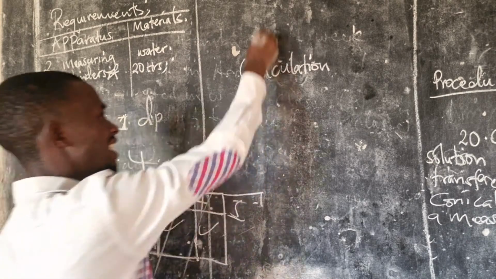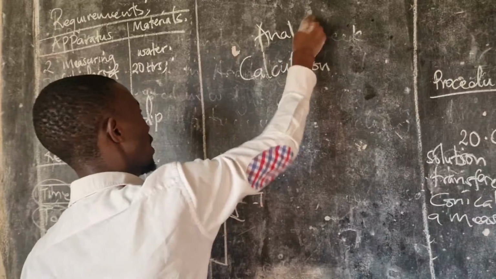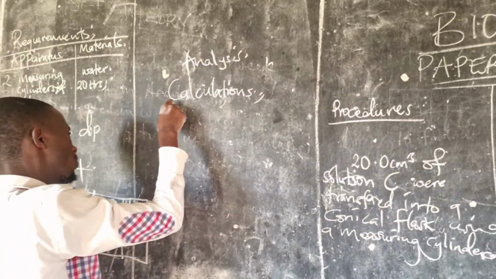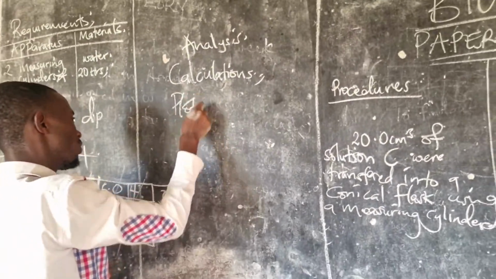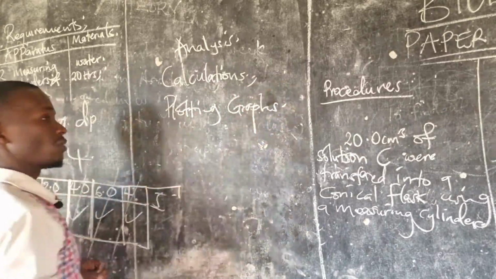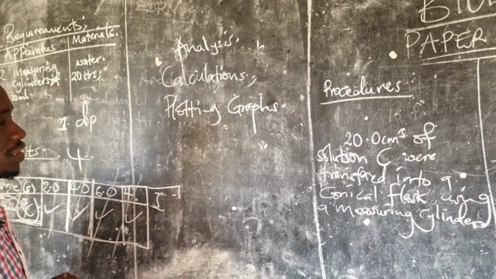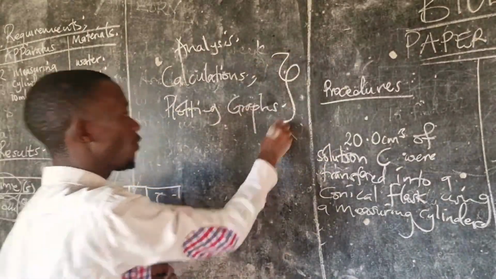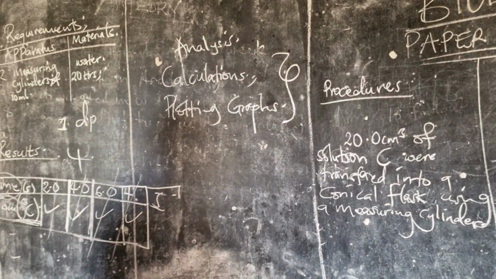So the analysis of these results may be calculations, and may also involve plotting graphs. I think these are the 2 major ones. And if you don't mind, allow me to start from there in the next session as we are trying out an experiment.